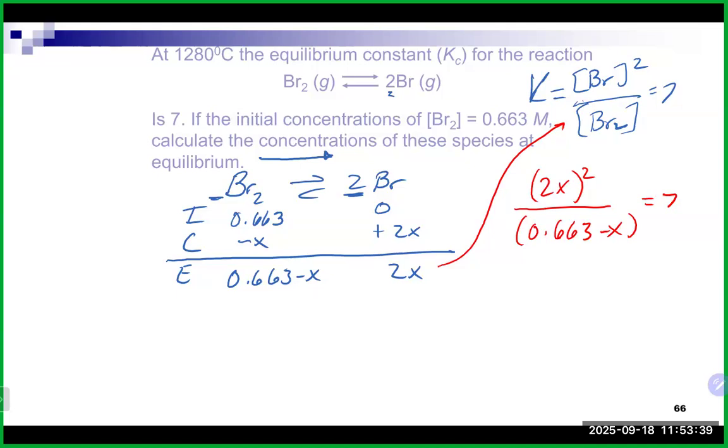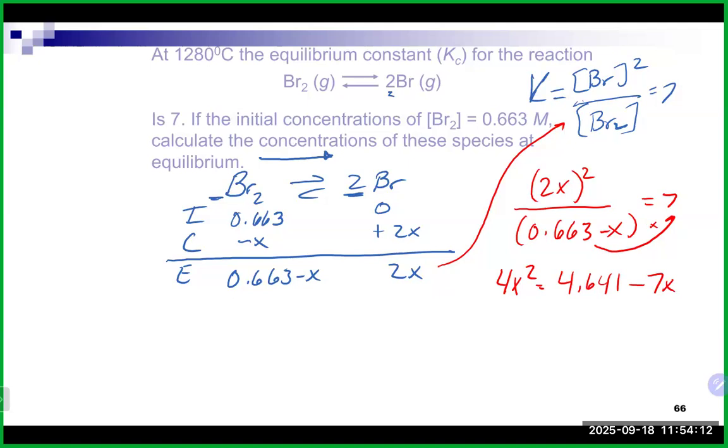So we do need to get everybody together on one side. Probably the first thing you're going to do is multiply this whole thing on the bottom to the other side. And if you do that, I'm also going to square the top there. That's going to give me 4x squared up on top. That will now equal 0.663 times 7, which is 4.641 minus 7x. So remember, we do want to get this in the form of that quadratic.